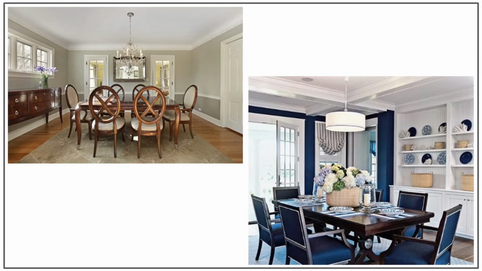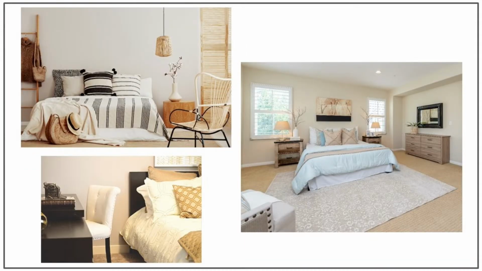Now, for a dining room, obviously you'll have a dining table, but you should also consider including a buffet or server, a console table, or even a bookcase or 2. For a bedroom, obviously you'll need a bed, 1 or 2 nightstands, and possibly a dresser, a side chair with a side table, 2 side chairs, or a desk.